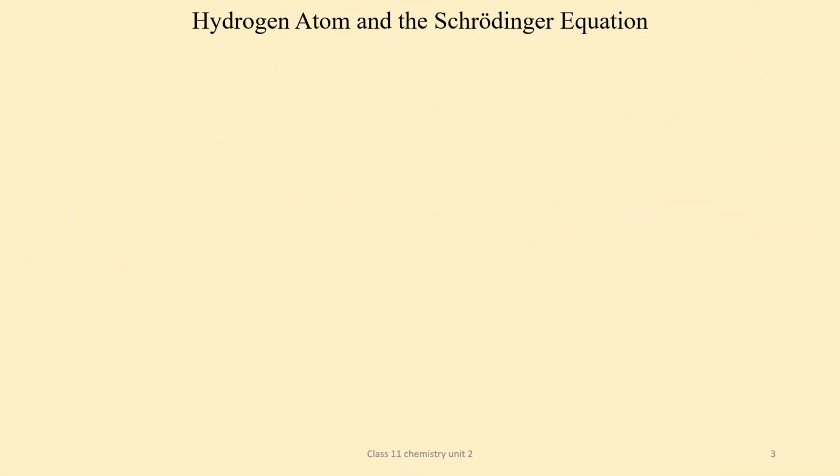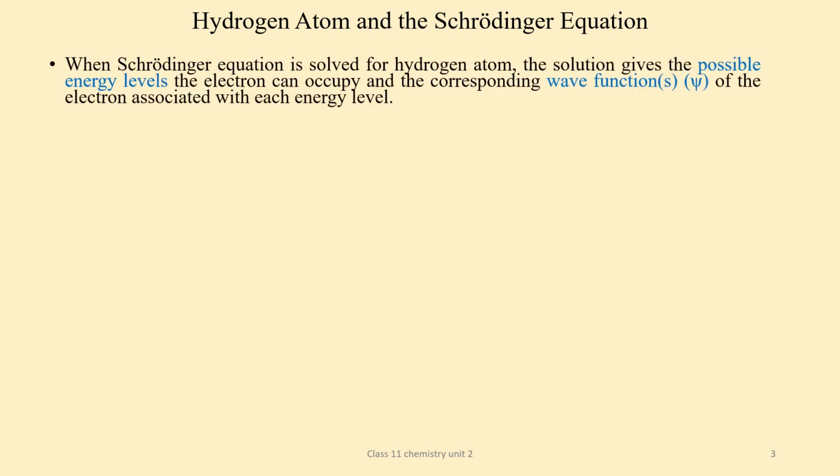Hydrogen atom and Schrodinger equation. When the Schrodinger equation is solved for the hydrogen atom, the solution gives the possible energy levels the electron can occupy, and the corresponding wave functions psi of the electron associated with each energy level.